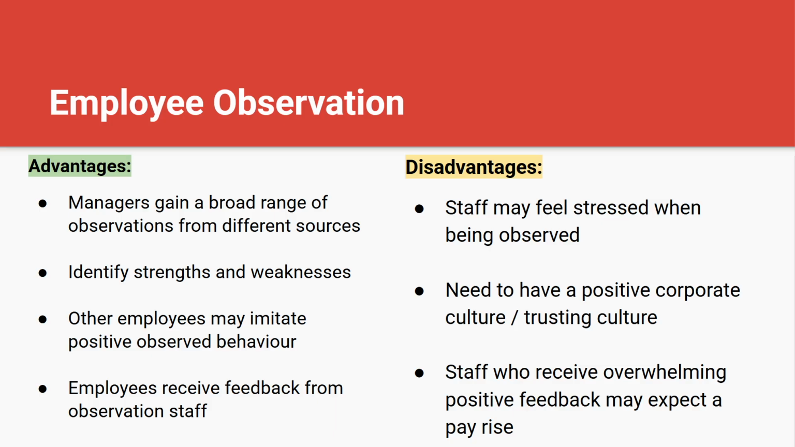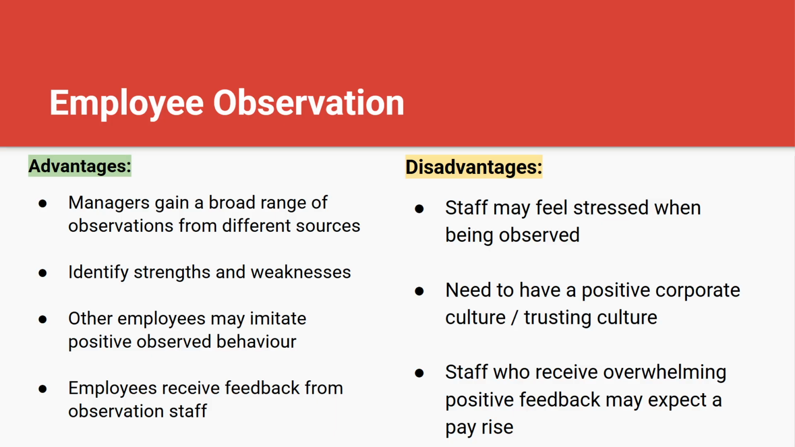Other employees who are part of the process of observing could imitate and take on positive behaviors, which is good. We want that. We want to learn from each other, the positives, not the negatives, hopefully. Employees receive feedback from observation staff, which is good. Employees do value feedback from peers, so it's good that they're involved because generally employees are more trusting of their peers than, say, management.